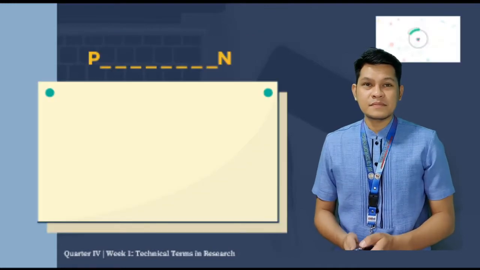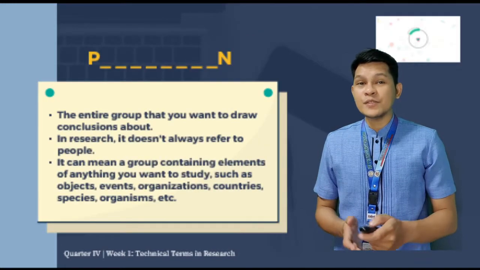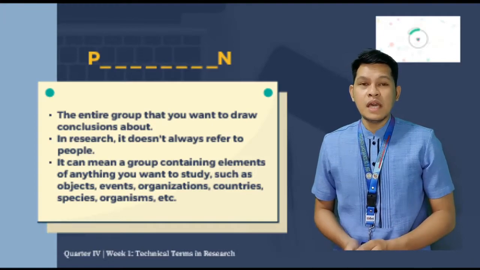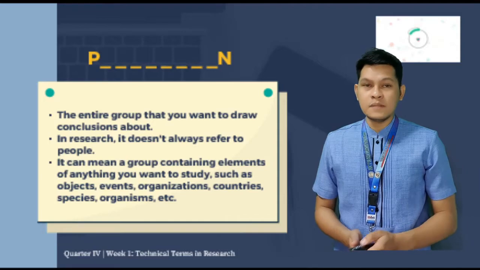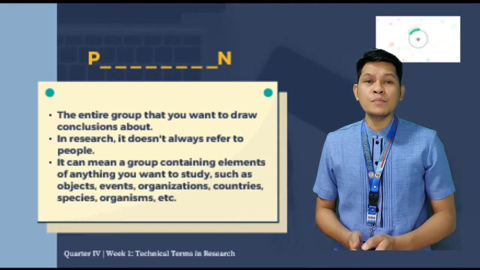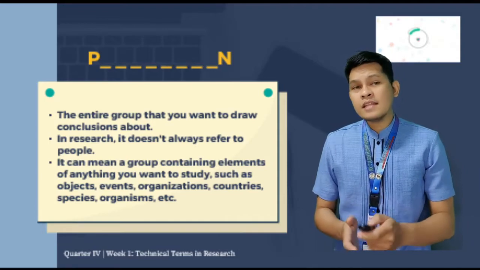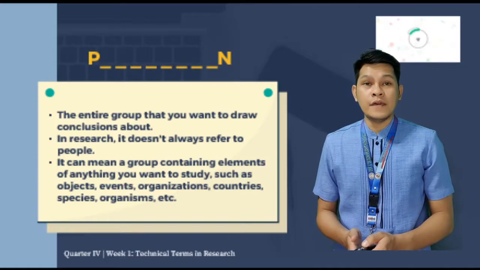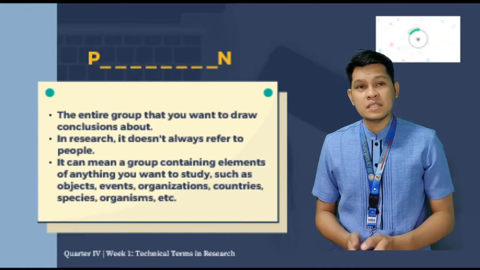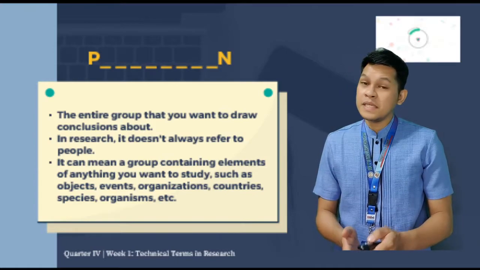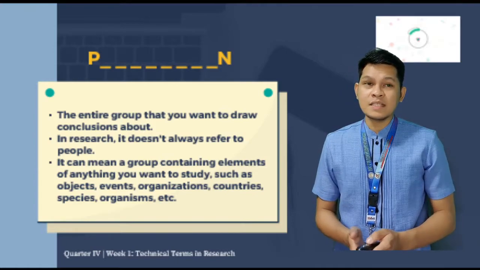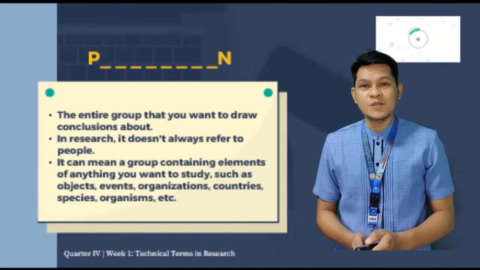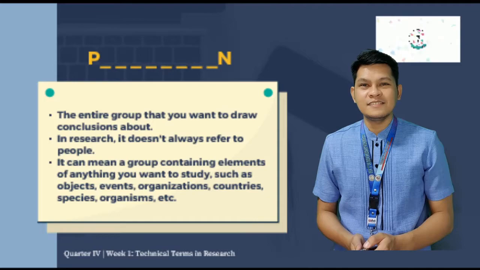Next one. This is the entire group that you want to draw conclusions about. In research, it doesn't always refer to people. It can mean a group containing elements of anything you want to study, such as objects, events, organizations, countries, species, organisms, etc. 5 seconds to key in your answer.